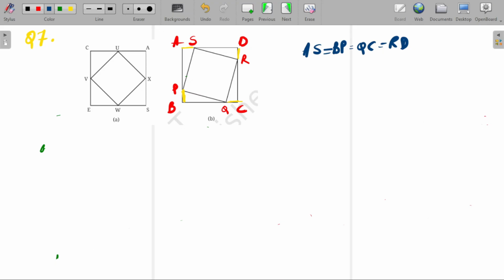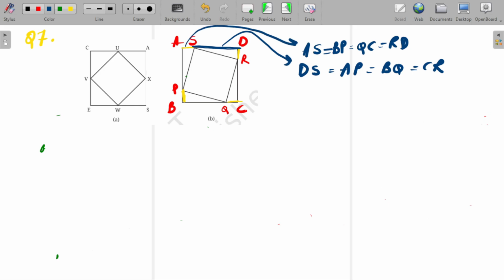Since the sides of a square are equal, we have DS, AP, BQ and CR also equal. Why am I marking them? Because we'll use this portion in the congruency of the triangles. I'm just talking about these parts, okay? So these are the longer parts and these are the shorter parts of the sides.